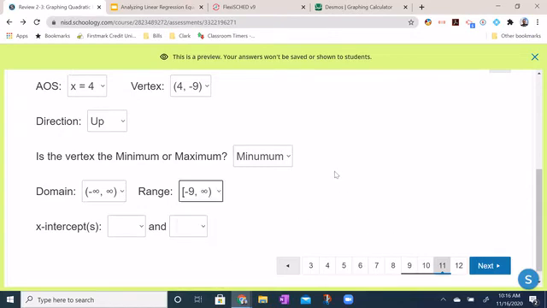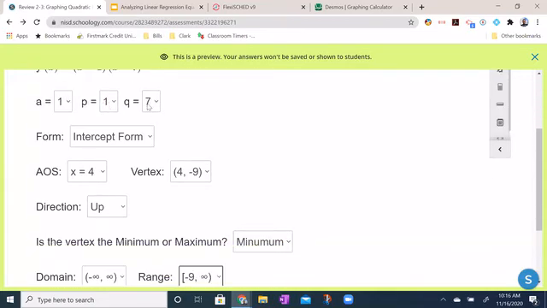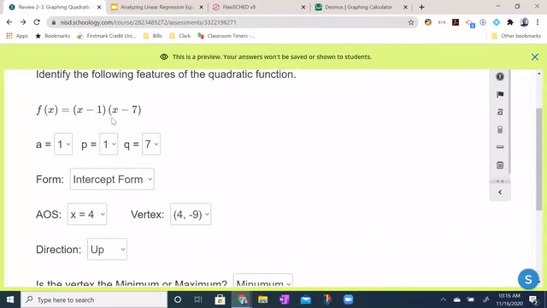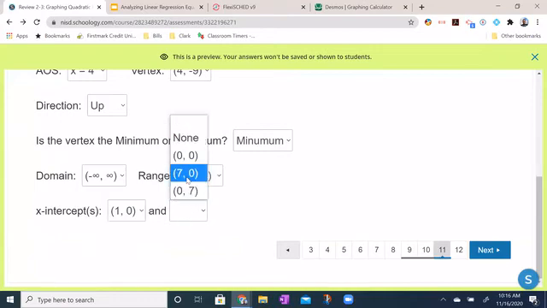Okay. X-intercepts, we know that from the formula. So it's going to be (1, 0) and (7, 0). Again, change these signs, guys. (1, 0) and (7, 0). P and Q are your x-intercepts. So we got (1, 0) and (7, 0).